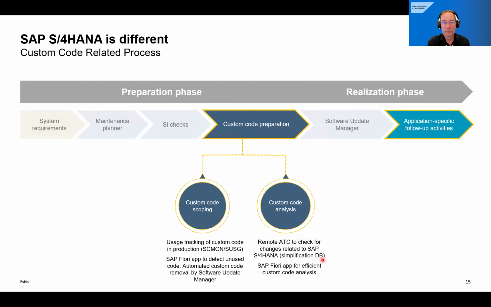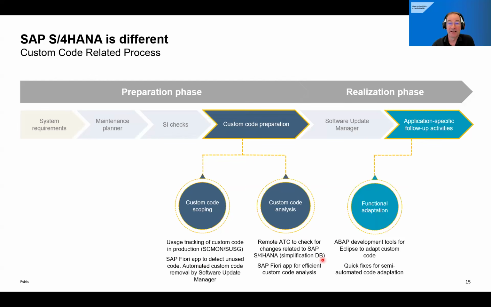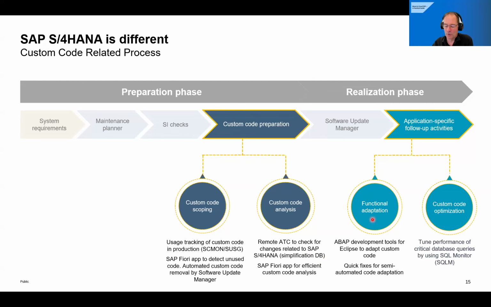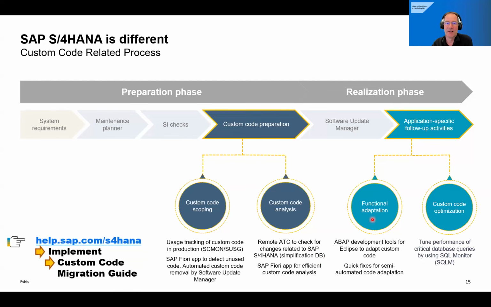For example, one of those simplification items is the length of the material field. Material number field has changed from 18 to 40, has to be potentially adapted in your code. And then quick fixes that help you to adapt this. The adaptation will be done after we have converted your development system to SAP S/4HANA, because only then you have the new data model, of course, and afterwards always custom code optimization is recommended.